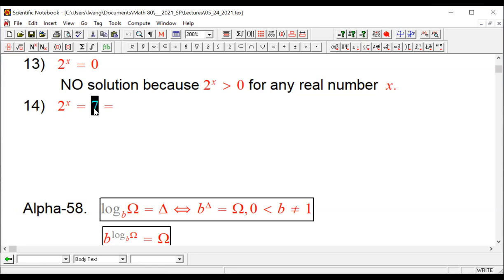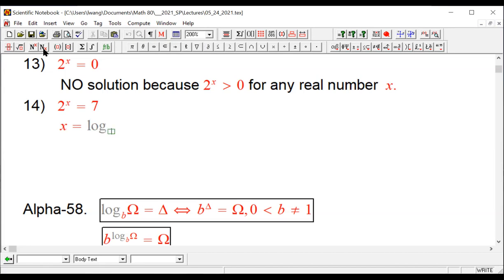Okay, if this were 8, we know what to do. Right now it's 7. What can you do? I'm going to show you the first way to do it. The easiest way is by definition, of course. So your x is simply equal to log base 2 of 7. That's it. Definition. Using definition, it always works.